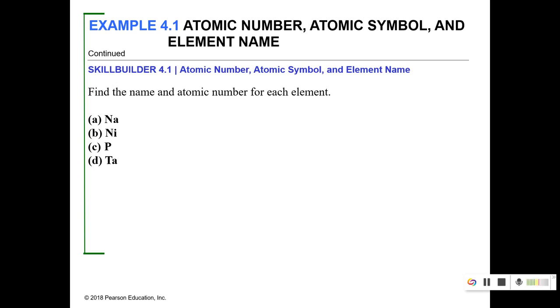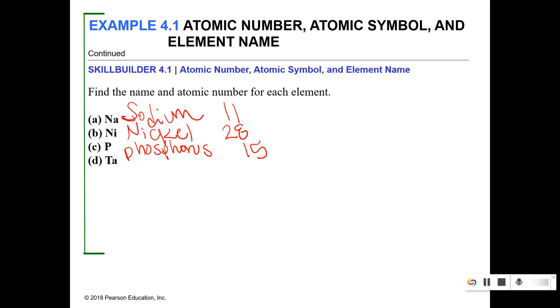Okay, so Na is sodium, and that's element 11. Ni is nickel. Nickel is element 28. P is phosphorus. Phosphorus is 15. And Ta is tantalum. And that's element 73.